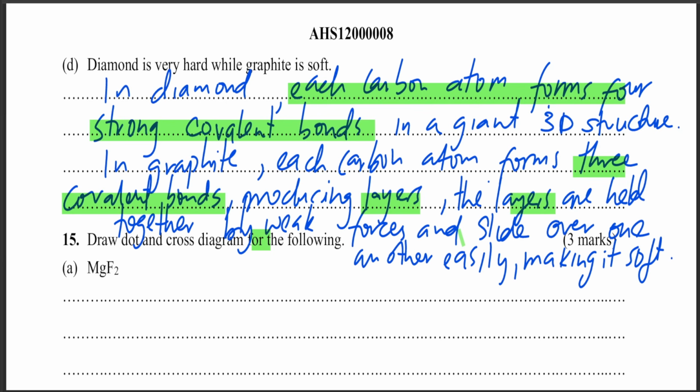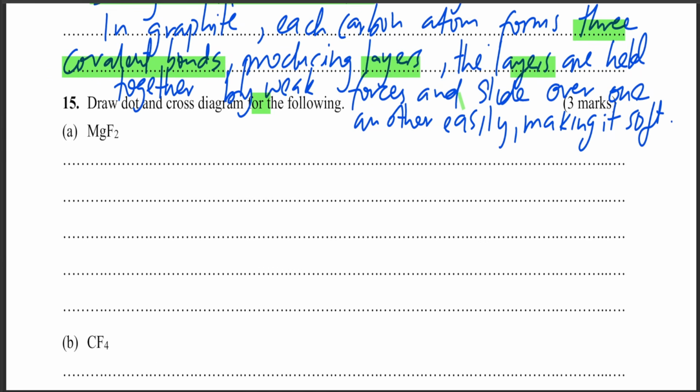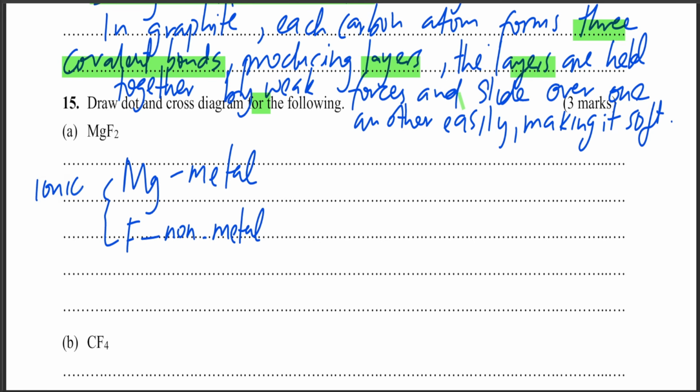So now draw dot and cross diagrams for the following. Now magnesium is a metal. Chlorine is a nonmetal. Metals and nonmetals react and they form an ionic bond. Okay, so magnesium and fluorine react by forming an ionic bond. So one will lose an electron and the other one will gain an electron.